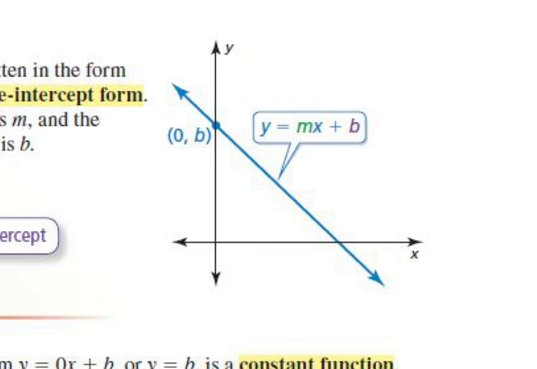So if we're looking at a graph, this line is represented by the equation y equals mx plus b. The b is where it crosses the y-axis, okay? And the m is the slope of the line.